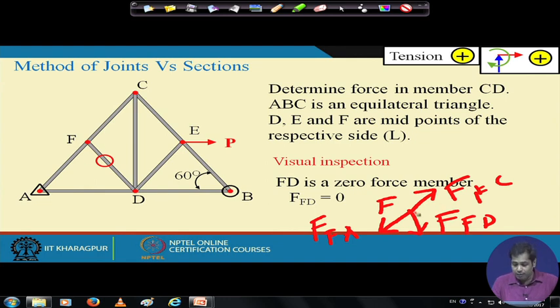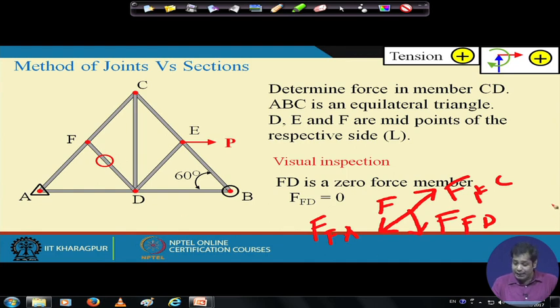Now, this force FC and FA, their line of action is the same, but FD has a different line of action. The FD has one component normal to this line of action and another component along this line of action. Now, there are no other forces which can balance the normal component, the component of FD normal to this line of action. So, the normal component has to be 0. If the normal component is 0, naturally the force in FD is equal to 0.